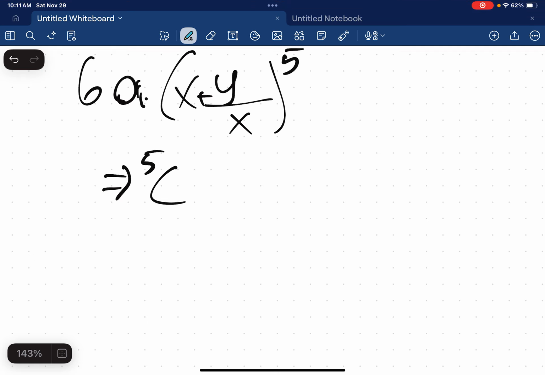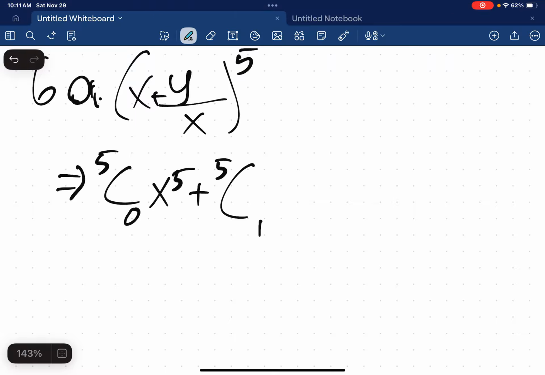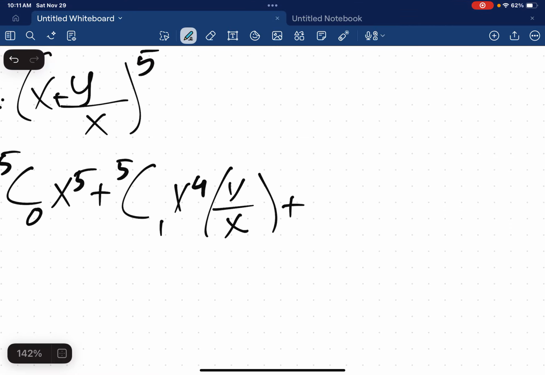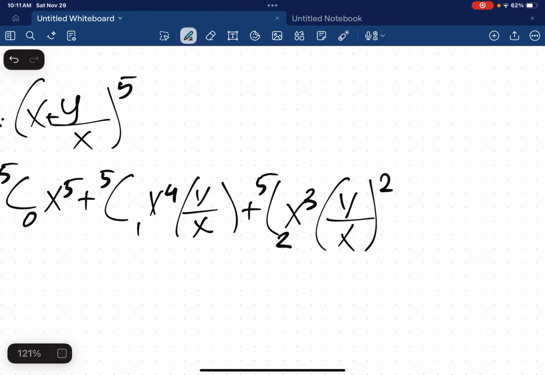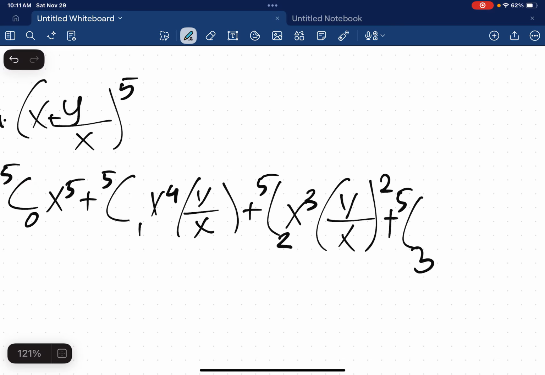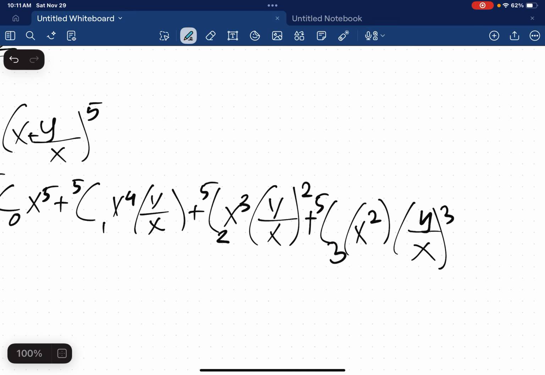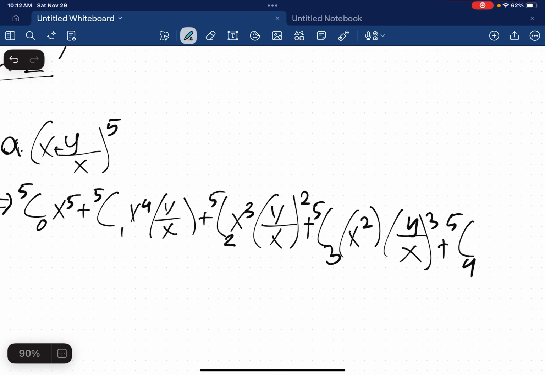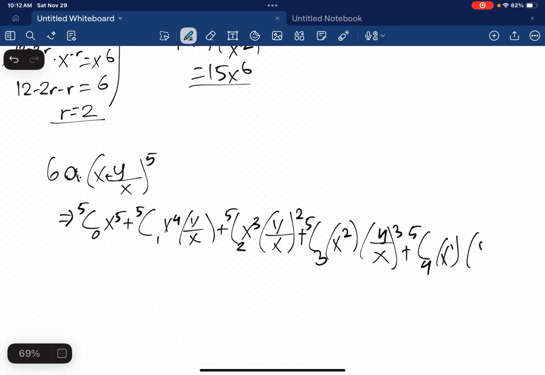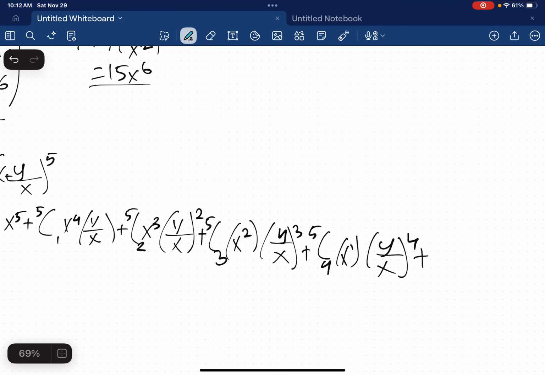Binomial theorem, we have 5 choose 0, x to the 5th, plus 5 choose 1, x to the 4th, y divided by x, plus 5 choose 2, x to the 3rd, y divided by x squared, plus 5 choose 3, x squared, y divided by x cubed, plus 5 choose 4, x to the 1, y divided by x to the 4th, and our final one, 5 choose 5, x to the 0, which is just equal to 1, y divided by x to the 5th.